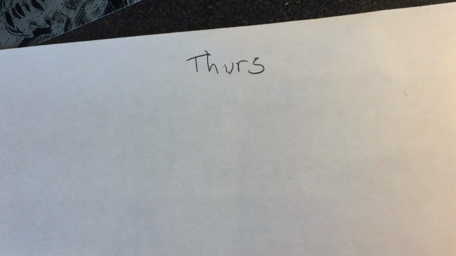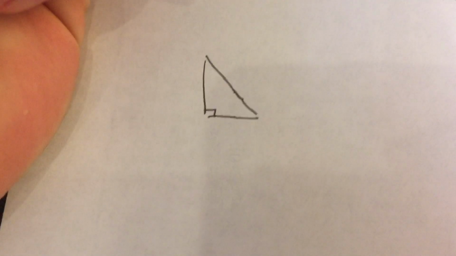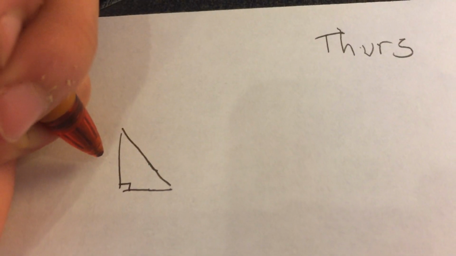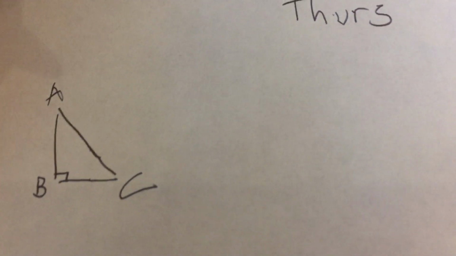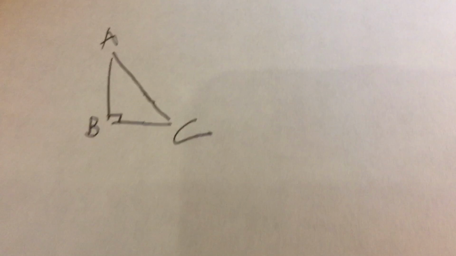Thursday. Today's lesson was just verbal. There's nothing you can do in this whiteboard. I am sorry. But what you can do is draw yourself a triangle. Right? A right triangle. But actually do this with a protractor or a compass.